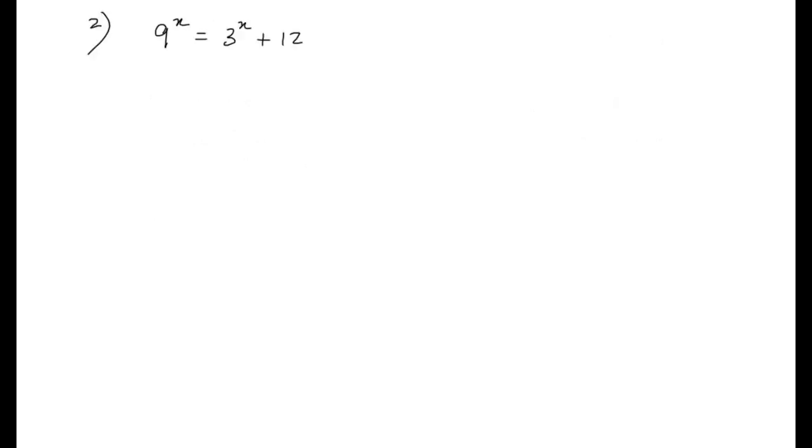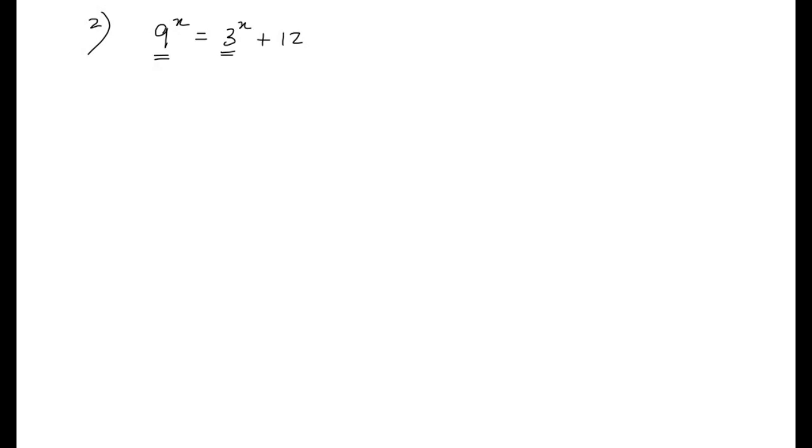Right, the next question is 9 to the power of x is equal to 3 to the power of x plus 12. So this is also an exponential equation. In questions like this where e doesn't seem to be involved, whatever exponents we have, we try to write them to the same base. You can see that over here the base is 3, but here it's 9. So it's possible to make the 9 into a power of 3, so that all the exponents have the same base.